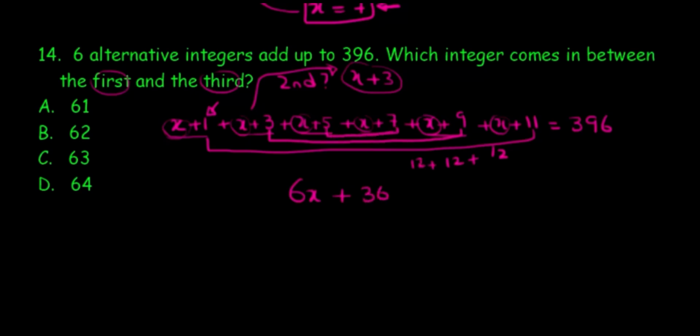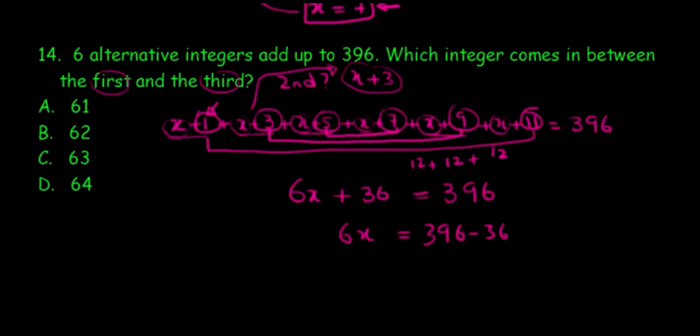The rightmost and the leftmost number, 11 and 1, that's a 12. 9 and 3, that's another 12. And 7 and 5, that's another 12. We've got 3 12s, that's 36. 6x plus 36 equals 396. Let's work this out. Take 36 to the other side, subtract it. 396 take away 36 would give me a 360, right? 6x, divide both by 6, I end up getting 60.